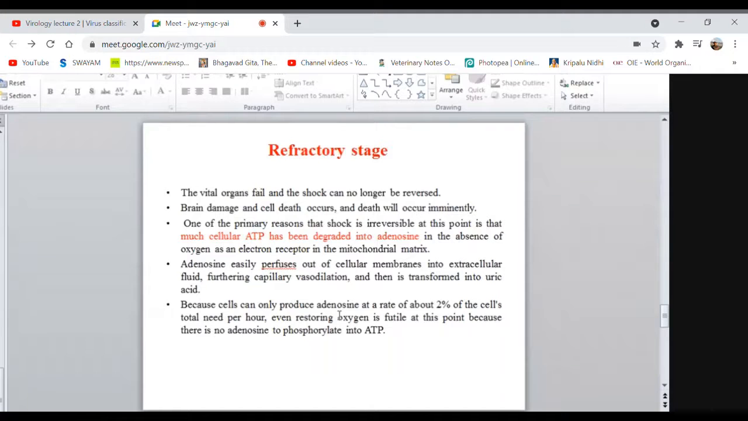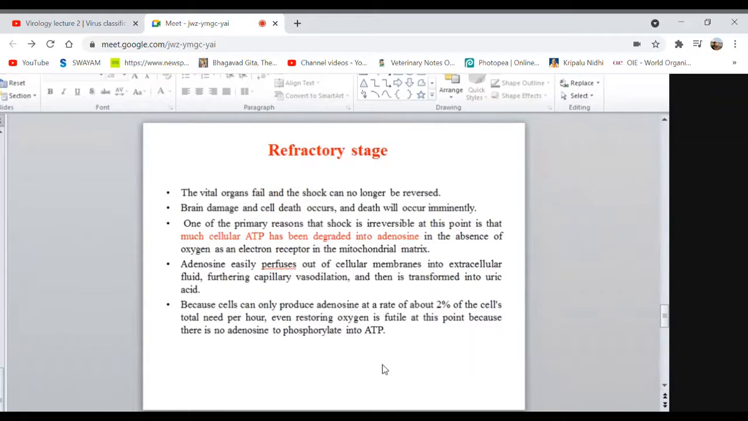Because the cells can only produce adenosine at a very low rate, to restore the oxygen again will be a futile exercise at this juncture, because there is no adenosine to phosphorylate into ATP. Even though you restore oxygen, adenosine cannot phosphorylate into ATP. That will not be a useful work.